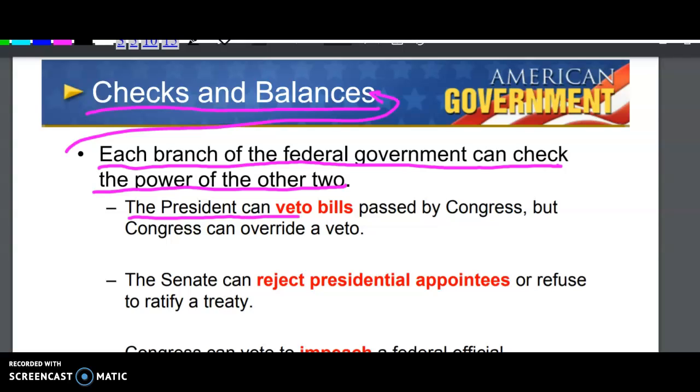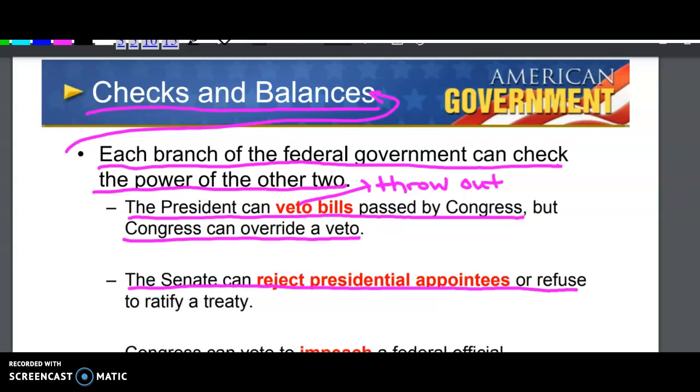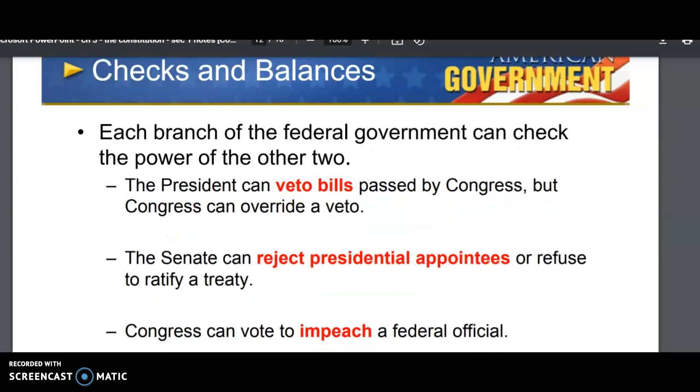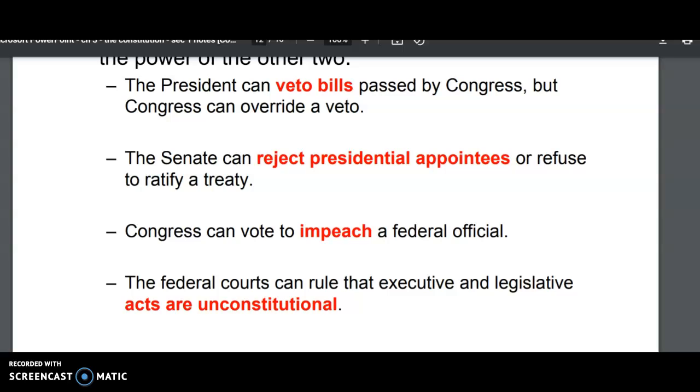One example, the president can veto bills passed by Congress. Veto means to throw out or get rid of. But Congress can override a veto if they have enough votes. The Senate can reject presidential appointees or refuse to ratify a treaty. If the president says so-and-so should be a Supreme Court judge, the Senate can, through interviews with that person, vote, and if the majority votes that that person should not be a Supreme Court judge, then they can reject that presidential appointee. So that is how the legislative branch can check the executive branch. And the first example of the president vetoing a bill is how the executive branch can check the legislative branch.